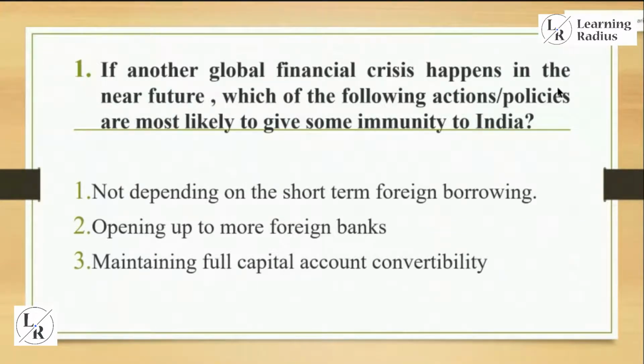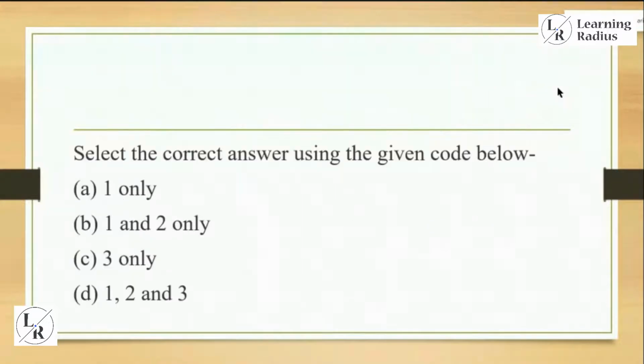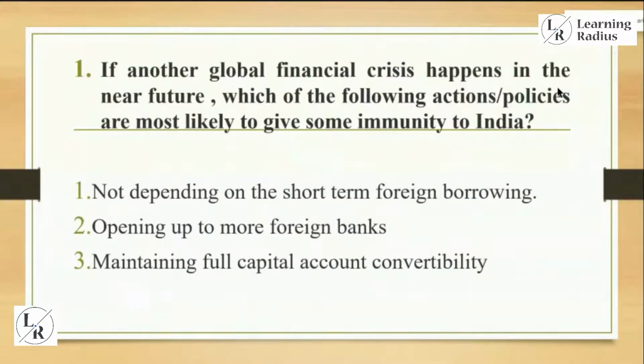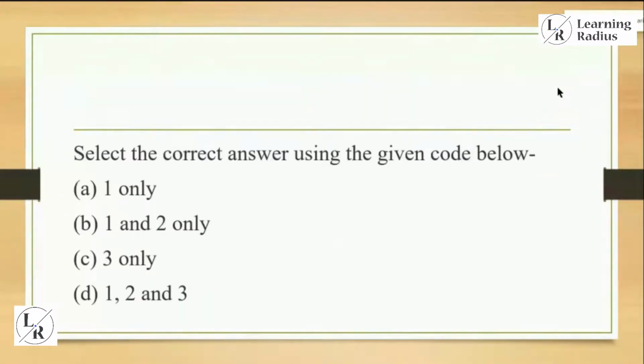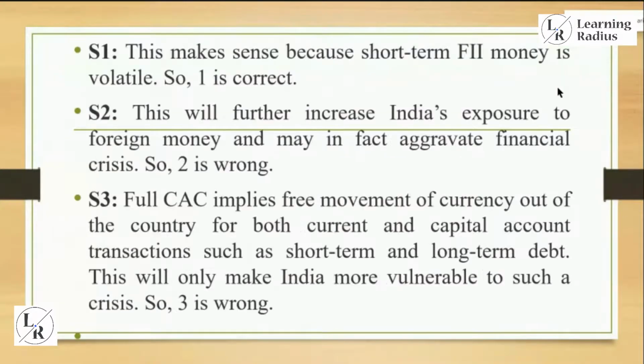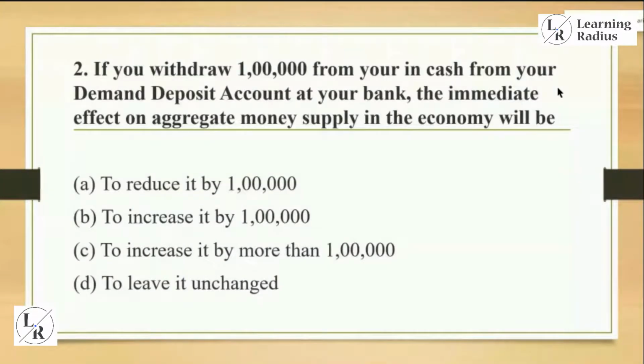Not depending on short-term foreign borrowing, opening up to more foreign banks, maintaining full capital account convertibility. Those who have an idea about what a world financial crisis or a global meltdown is can clearly come to the answer here: one only, one and two only, three only, one, two, and three. If you come to the discussion, not depending on short-term foreign borrowing, that is one only. Two and three are not right. The explanation part I am not looking into right now, since it is practical application, we can discuss later.